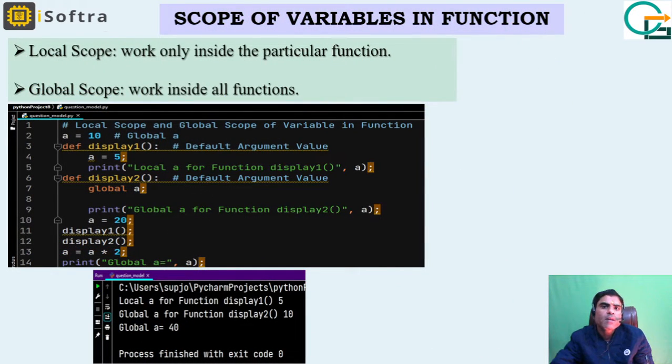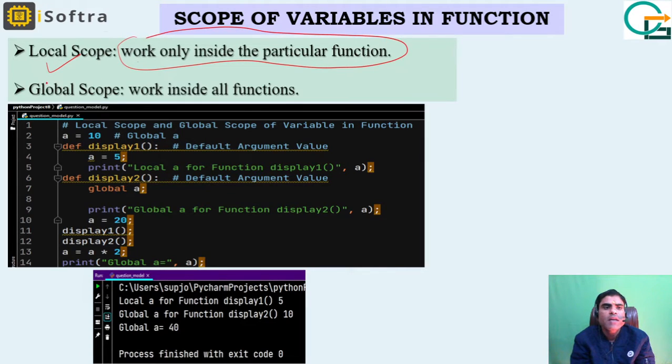Scope of a variable in Python is where the variable can work. There are two types of scope: local scope, which works only inside a function, and the second one is global scope, which works inside all functions. So how can we define them?